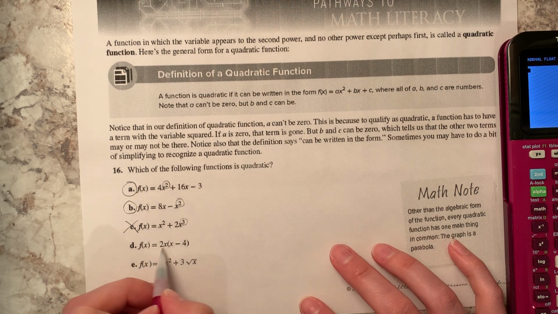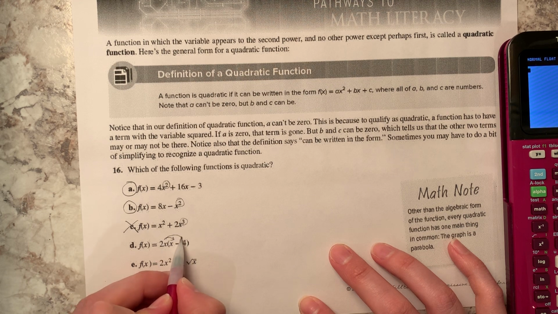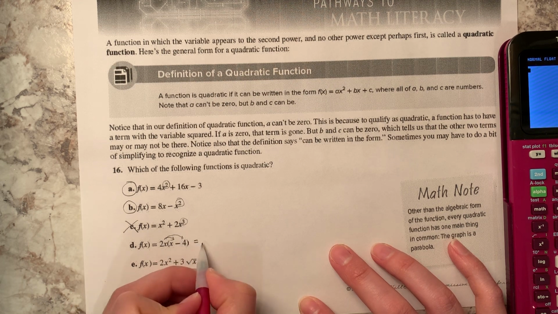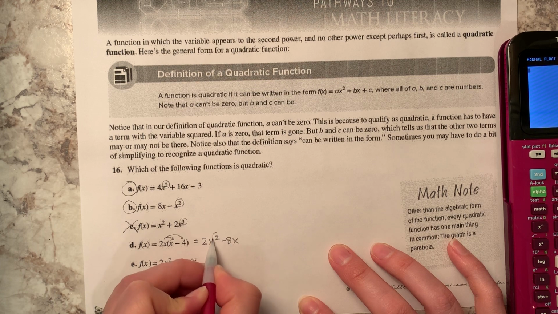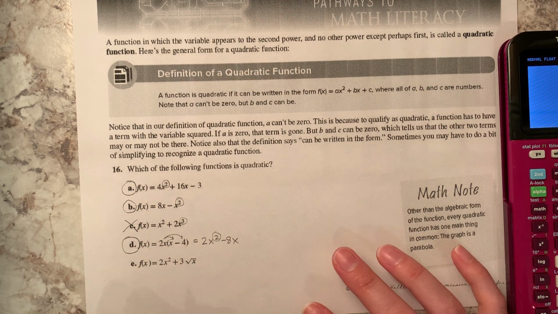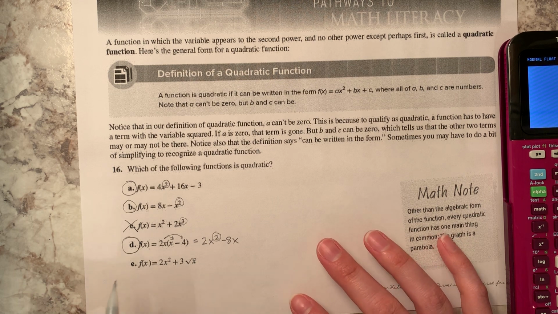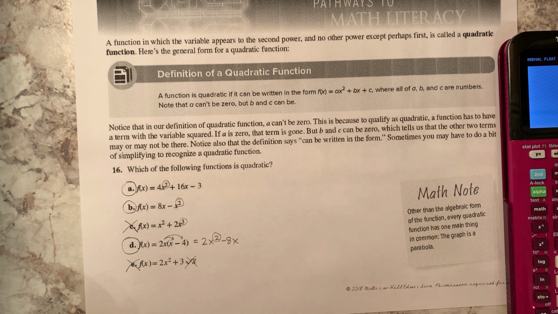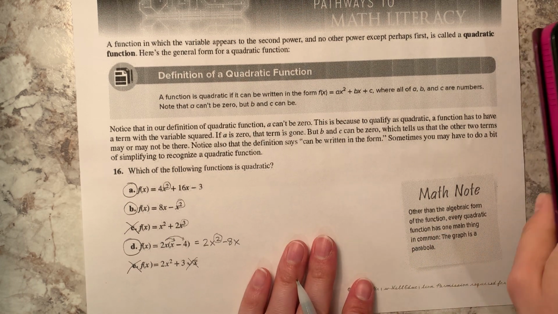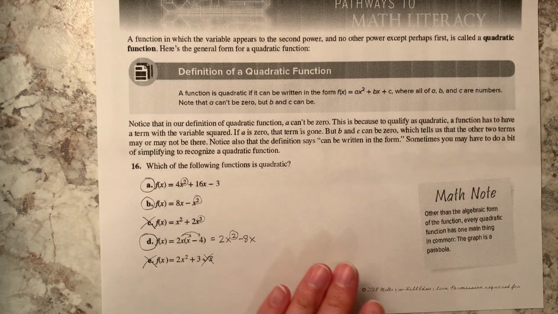Now part D, I don't see a squared, but be careful. If you were to distribute to get rid of the parentheses, you'd end up with 2x squared minus 8x, and there is your squared. So we also want to include D. I'm going to cross out E because it has a square root function, and that's what causes it to not be quadratic. That graph looks very different than a parabola.